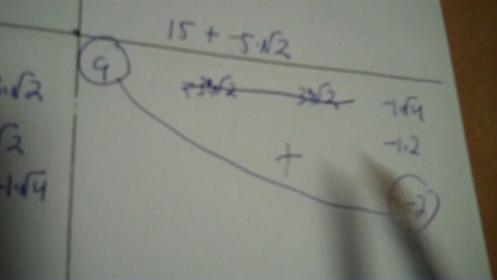Now the square root of 4 is not irrational. That's equal to 2. So it's negative 1 times 2, and that's negative 2. Now we need to add 9 and negative 2 because they're both whole numbers. 9 plus negative 2 is 7. Okay? So put 7, and there's your simplified answer.